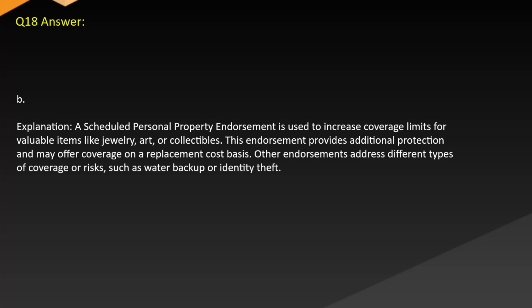Answer: B. Explanation: A scheduled personal property endorsement is used to increase coverage limits for valuable items like jewelry, art, or collectibles. This endorsement provides additional protection and may offer coverage on a replacement cost basis. Other endorsements address different types of coverage or risks, such as water backup or identity theft.